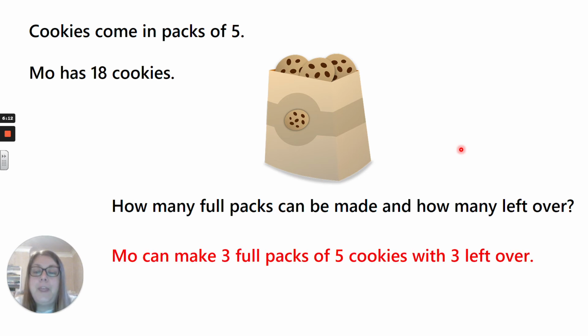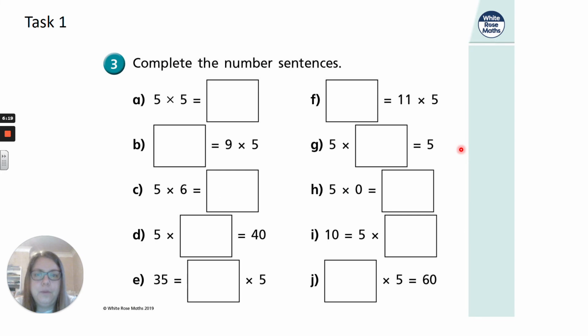So Mo can make 3 full packs of 5 cookies with 3 left over. Well done if you did that. Okay, so a bit of a times table check now. So we did our times tables at the beginning. I want you to pause the video and work out the answers to these. Sometimes it is a different number that's missing, so just be careful and make sure you are looking. But pause the video and have a go, and then the answers will come on.